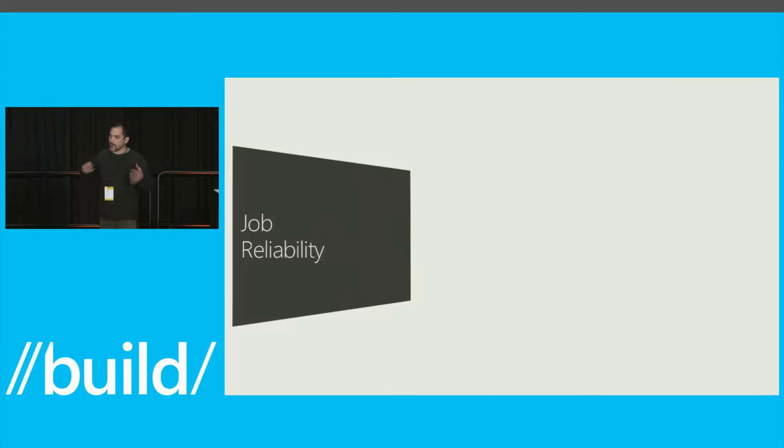Job reliability. So we've made our guarantees about our service and making sure that it's highly available. But we can't make that guarantee about your service. Your service has its own behaviors and capabilities, but we wanted to make sure that the scheduler service is going to try as hard as it can to make sure that that job executes successfully.